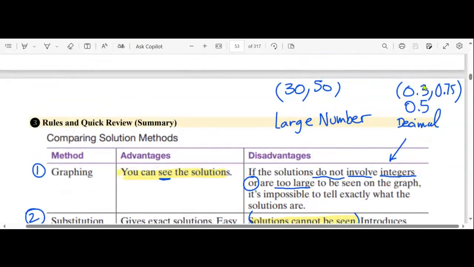For example, if you try to graph 0.3 for x and 0.75 for y, it's going to be difficult because it has decimals. And sometimes also if it's a large number, large numbers can be difficult to graph because the paper limitation is up to a certain limit, up to 10, for example, on the vertical line and 10 on the horizontal line. So to graph a point like 30 and 50 is going to be difficult. It's going to be outside the range.